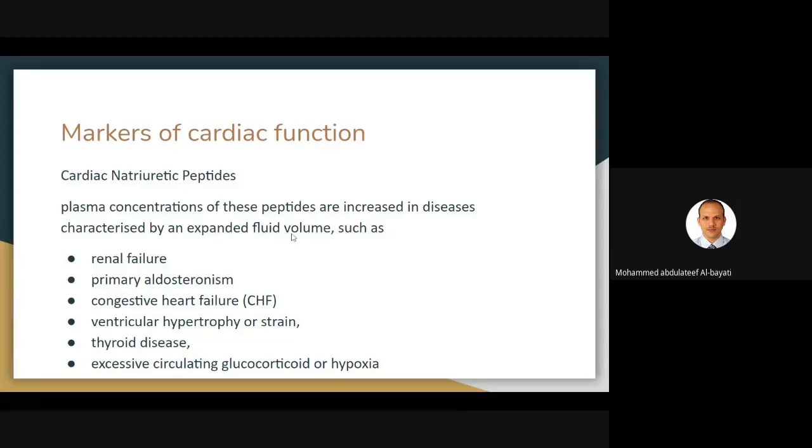from the fluid overload. It can be elevated in renal failure due to fluid retention, primary aldosteronism like Conn's syndrome, congestive heart failure, ventricular hypertrophy or strain, thyroid disease, excessive circulating glucocorticoids, or hypoxia. All these conditions cause increased release of natriuretic peptide.